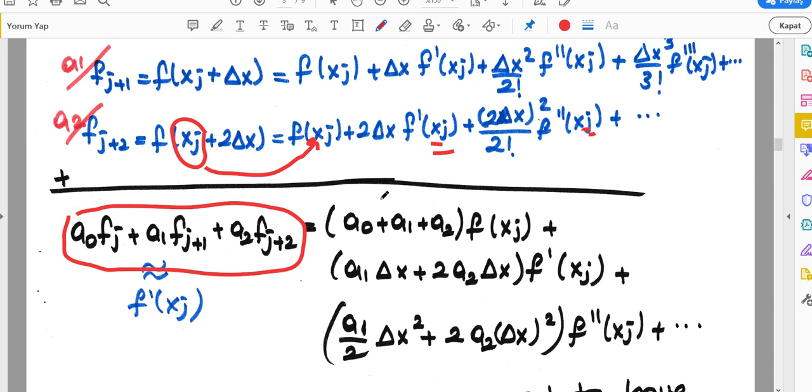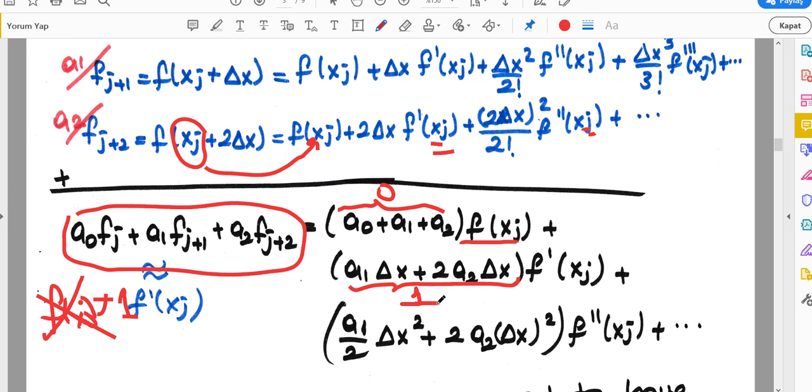On the right side, your equation starts with f, right? Do we have any f of x_j on the left? No way, I don't have any f of x_j. It means that the coefficient of f of x_j will be 0. What about f prime? On the right, I have f prime of x_j with some coefficient, but on the left, how many f prime of x_j do we have? 1. So we write here 1.